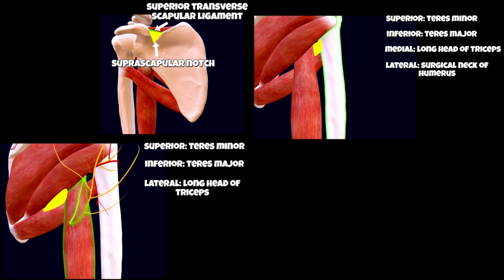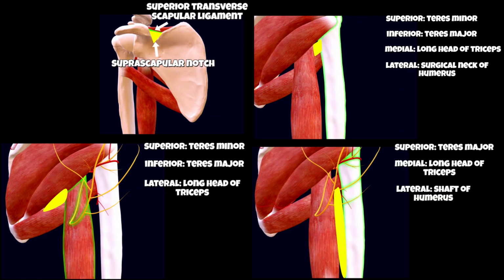Triangular space bounded by teres minor, teres major, and long head of triceps containing the circumflex scapular artery, and the triangular interval bounded by the teres major, long head of triceps and humerus containing radial nerve and profunda brachii artery. That's all for today's deep dive into the spaces of the posterior scapular region. In the next session, we'll connect this to the axilla and discuss how these neurovascular roots continue into the arm.